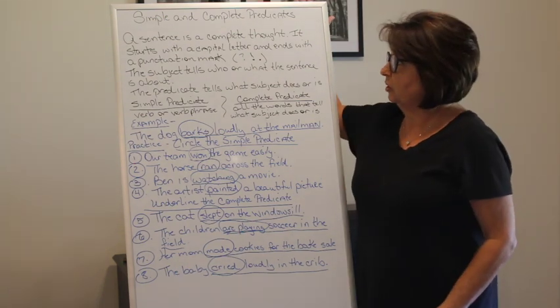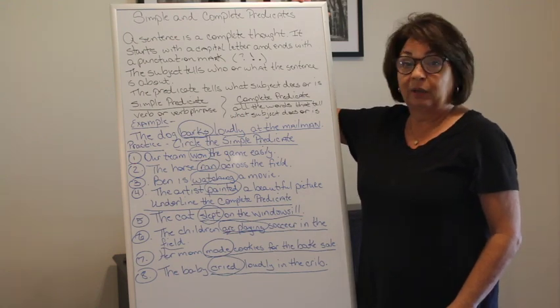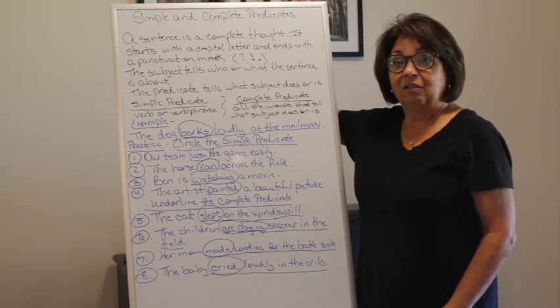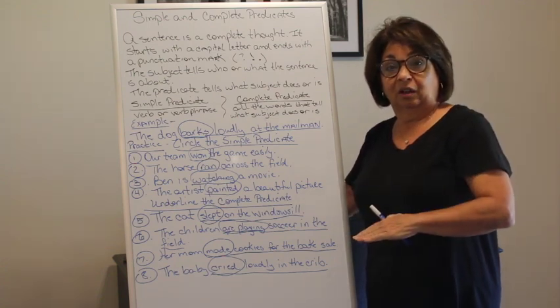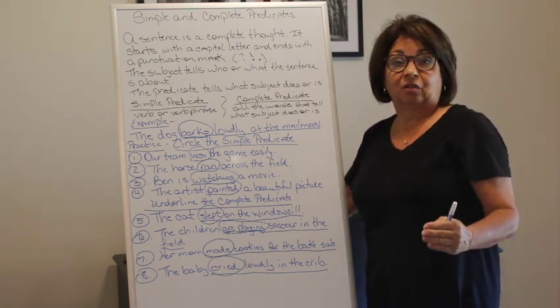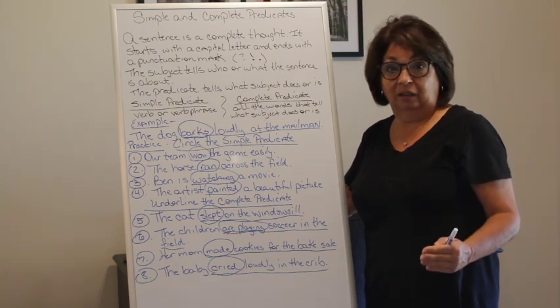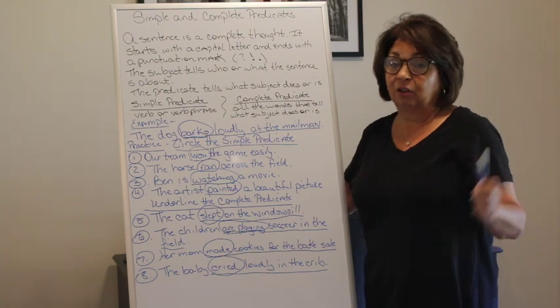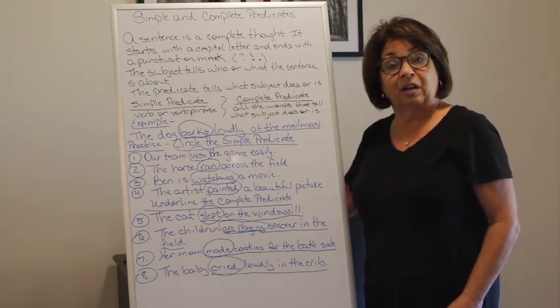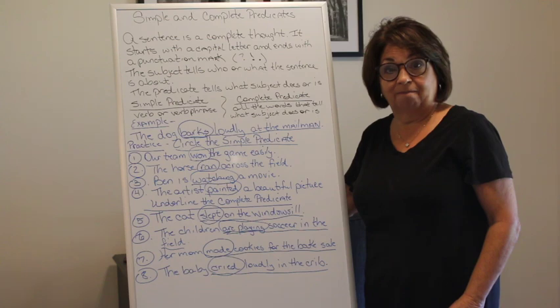Anyway, this is just our review of simple and complete predicates. Remember, the predicate is anything that happens, the verb to the end of the sentence is the complete predicate. The action verb alone is the simple predicate. Sentences must be a complete thought containing both a subject and a verb, start with a capital, and end with a period, a question mark, or an exclamation point.